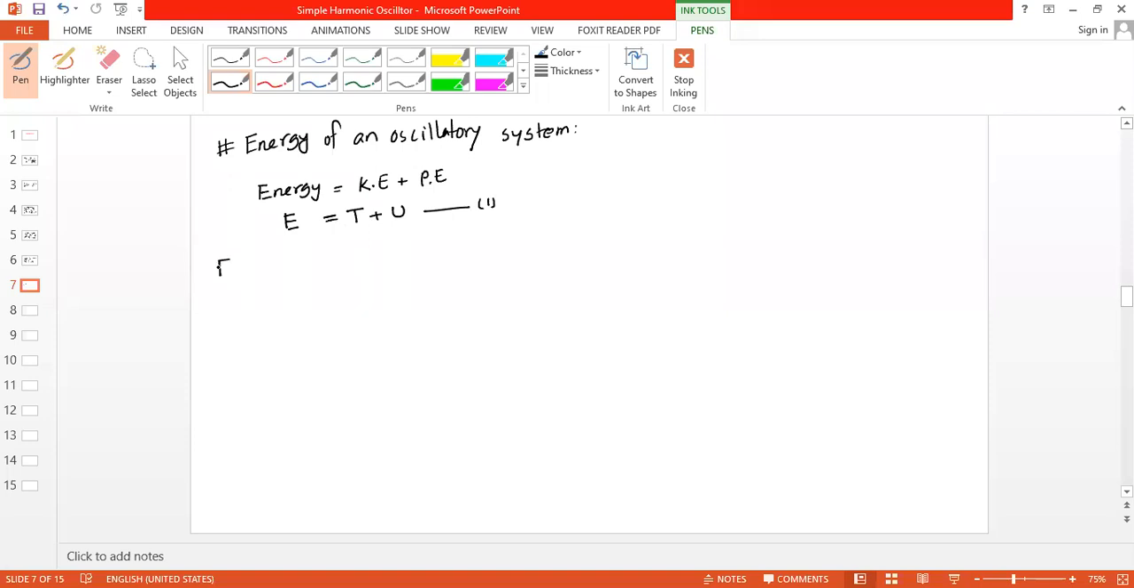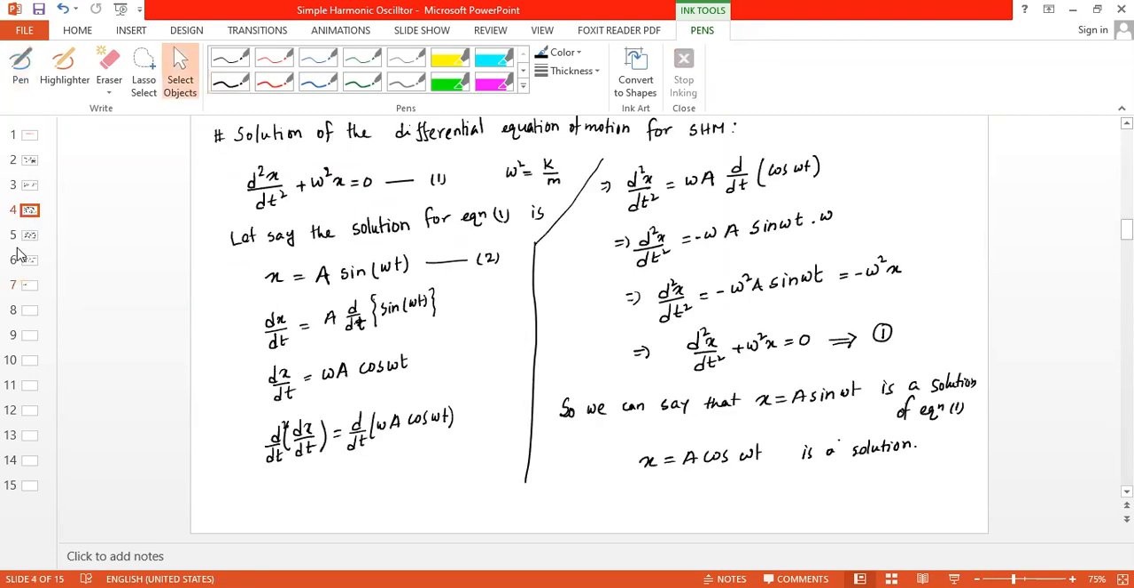The displacement for simple harmonic oscillation, displacement x, is written as A sin omega t. One more thing I should have mentioned: here I need to go back to the solution of the simple harmonic differential equation for simple harmonic oscillation.